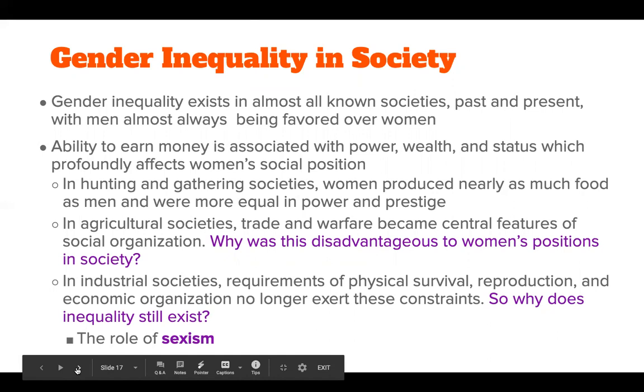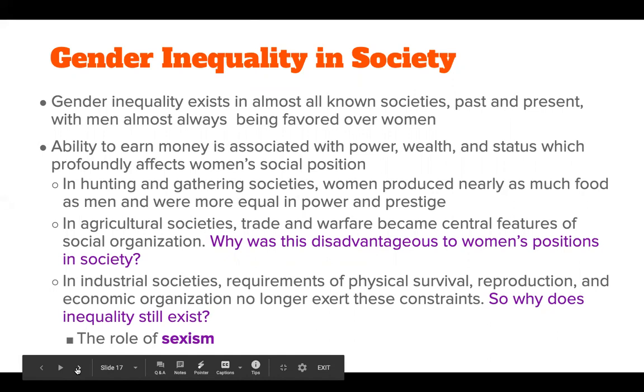So why has that always been the case? That in most societies, when you're talking gender stratification, men have had more than women. And that's because in a lot of societies, most societies, the ability to earn money is associated with power, wealth, and status. And so this has impacted women's social position across time and space.